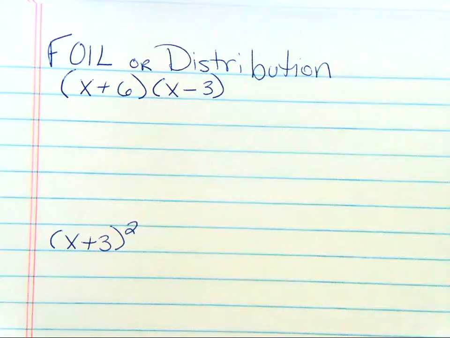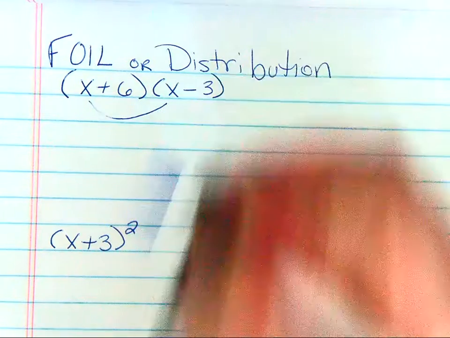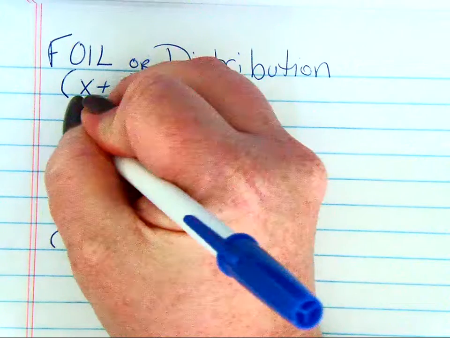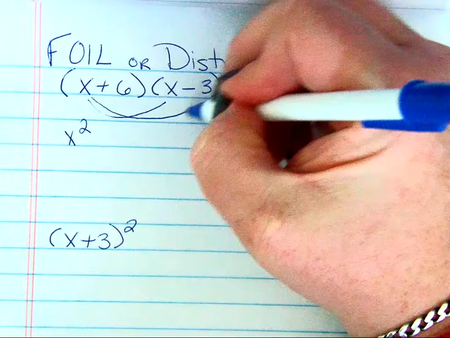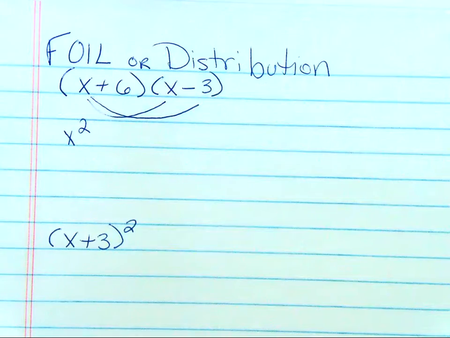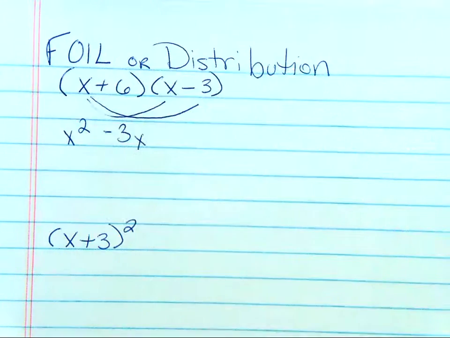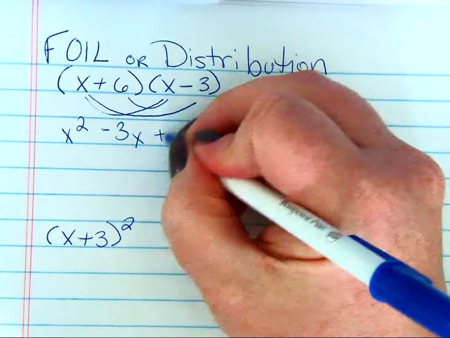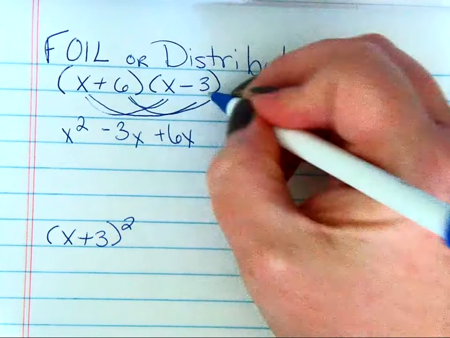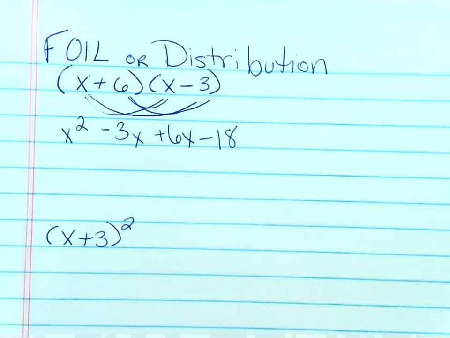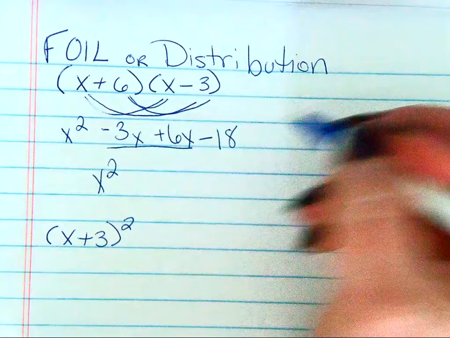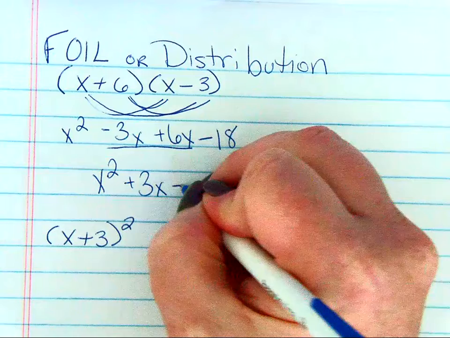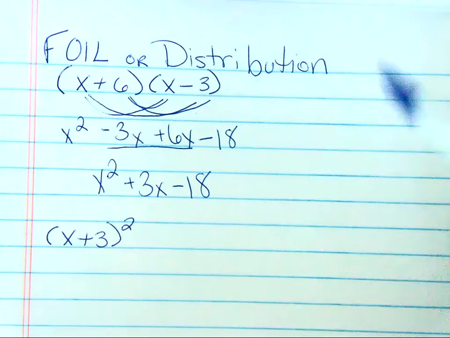So when I FOIL or distribute, I take the first term, multiply it by the first term in the second parentheses, and I get x times x is x squared. And then I take x times the second term, and x times negative 3 is negative 3x. I then get 6 times x is 6x, and 6 times negative 3 is negative 18. I then combine my like terms, and my answer is x squared plus 3x minus 18. And that is how I take two binomials and turn it into a trinomial.